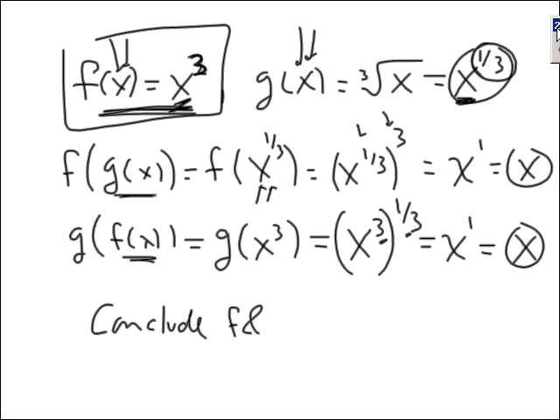f and g are inverses. Not every function has an inverse, but f and g did. If the inverse of f is g, and the inverse of g is f, those functions are inverses.